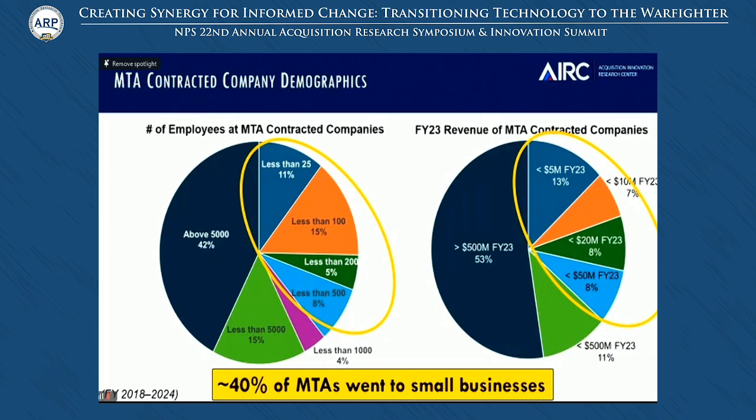Now, one of the things that was actually very surprising was that there was a significant impact on small business, where 40% of MTAs were actually going to small businesses, where we used the break of 500 employees or less. And then if you track that over to the actual revenue, you see it's about the same, maybe slightly less than that 40% in terms of the revenue going. So that was actually a very good news story from this research. Okay, go down to the next slide, please.